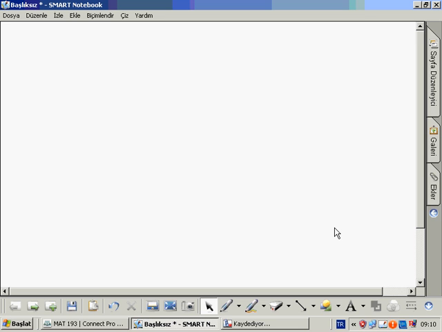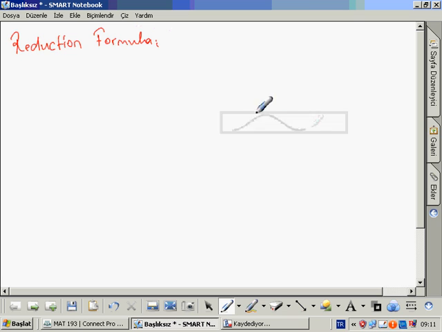We'll continue again, of course, integrals and the integrals of rational functions. Also, I want to give you the reduction formula. And let's start with this example: the integral of x to the power of 4 times e to the power of minus x dx.